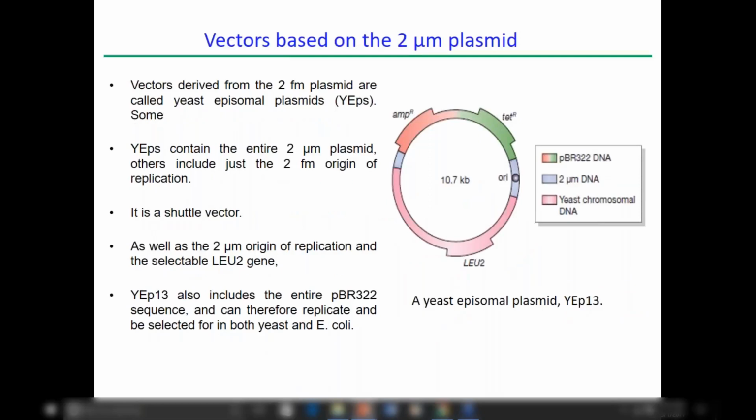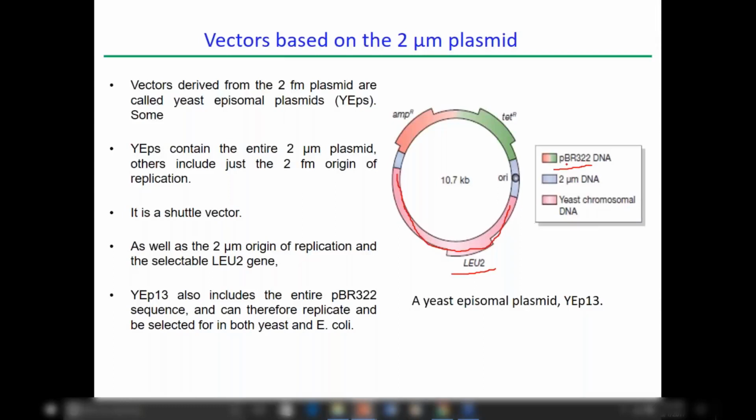So one more time. Based on this, they have constructed a 2 micrometer plasmid. The same thing I will repeat one more time. This is the leucine gene which is present in the plasmid. They have taken the 2 micrometer plasmid and fused it with another plasmid called pBR322.